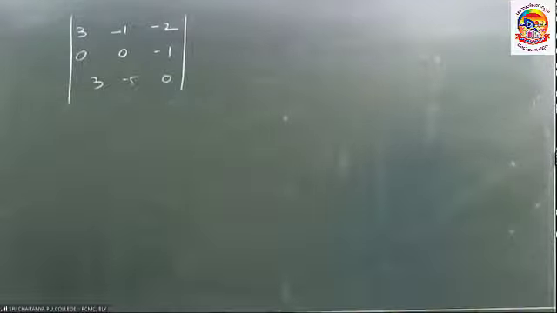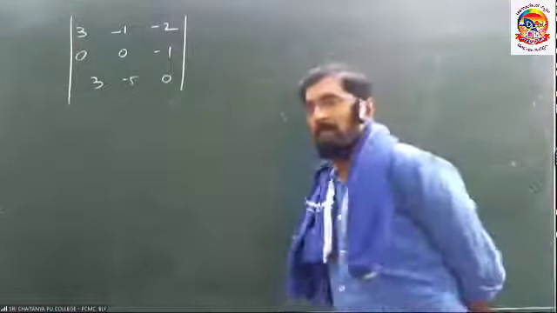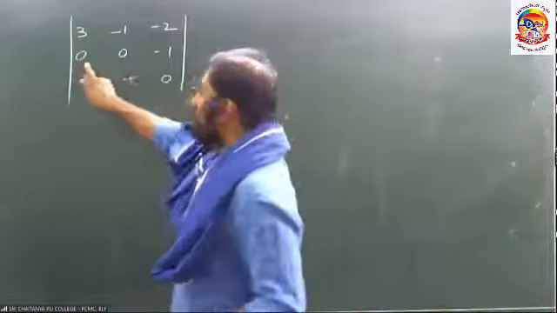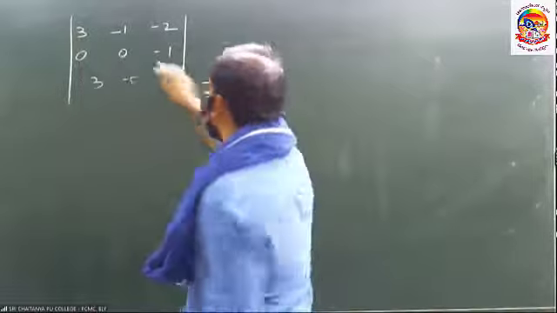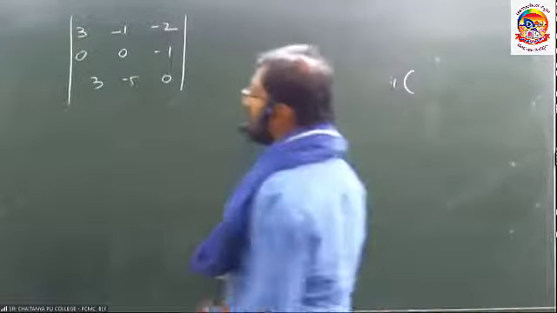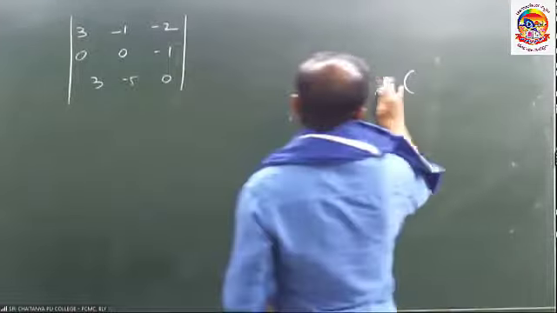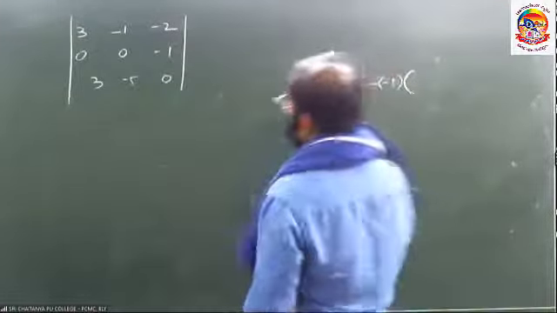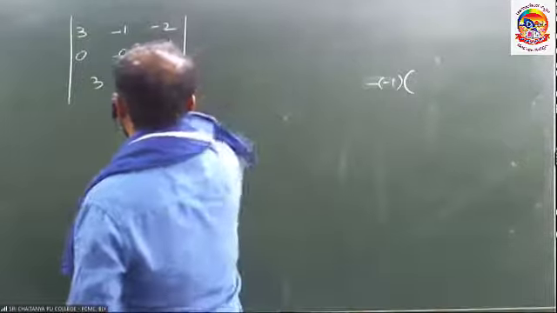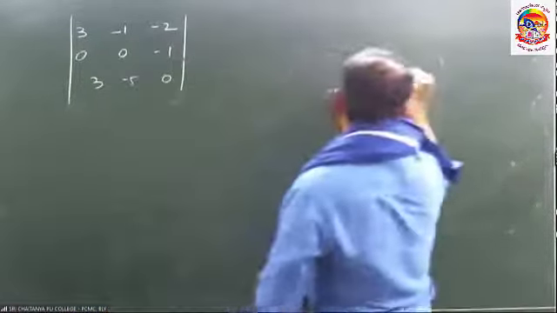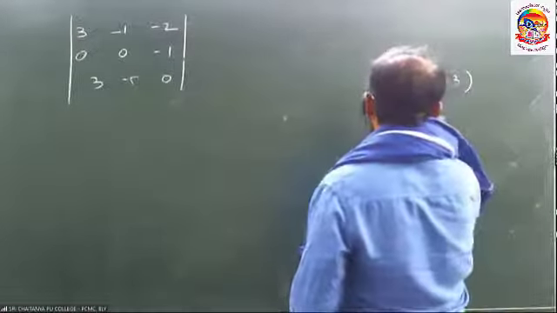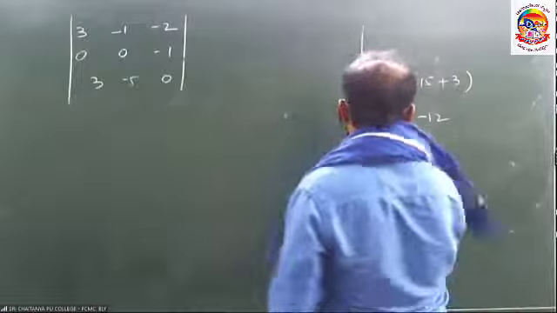You asked me the shortcut. Observe, there are two zeros here. The answer should be minus 1 into minus of minus 1 into, excluding this row and this column. It is minus 15 plus 3. The answer should be minus 12.